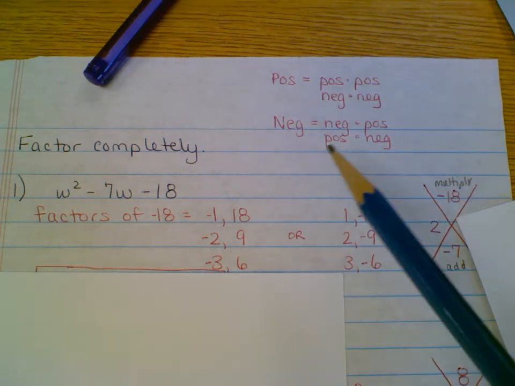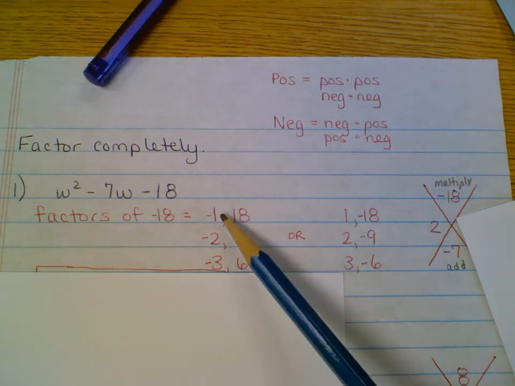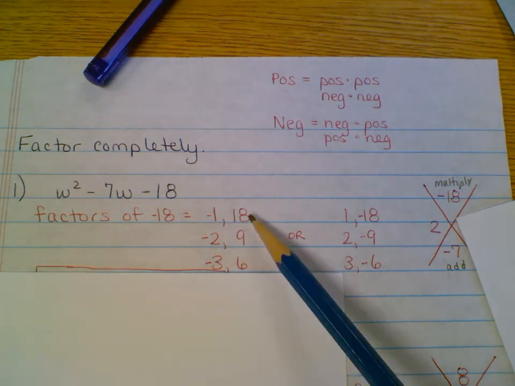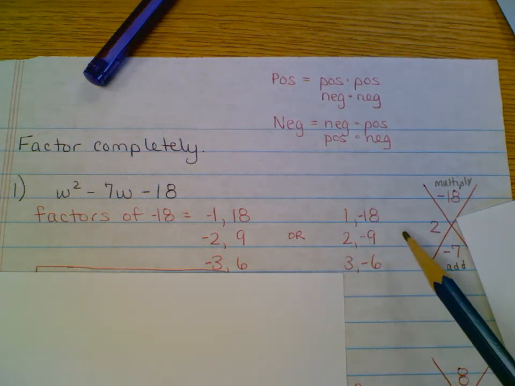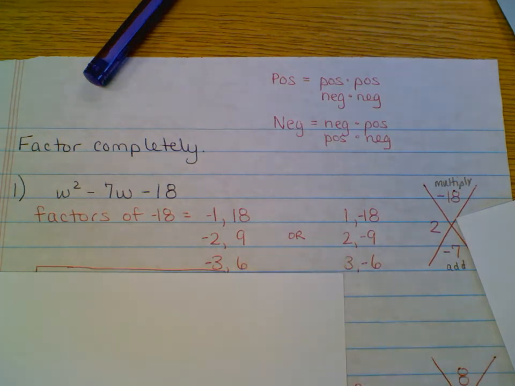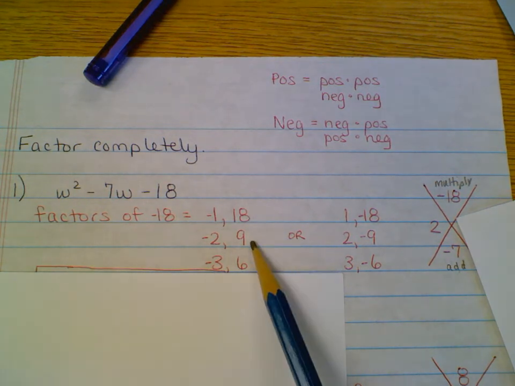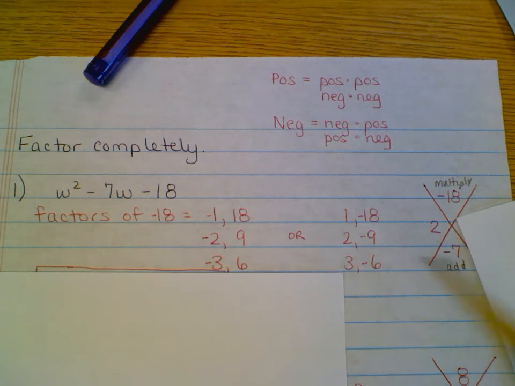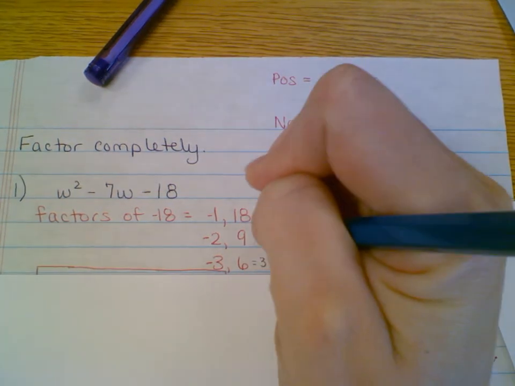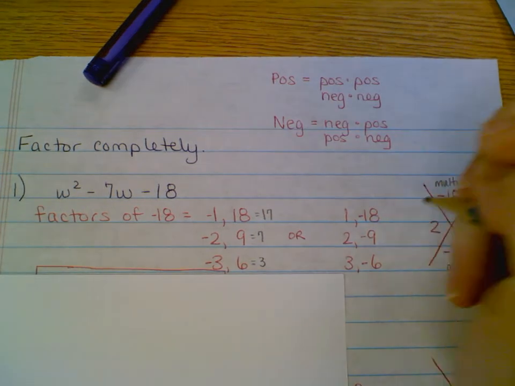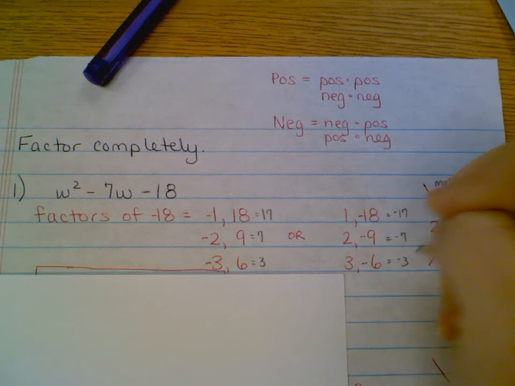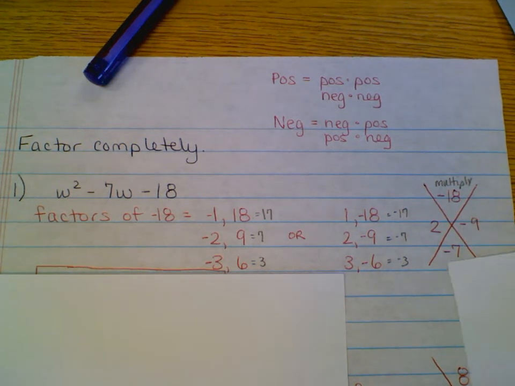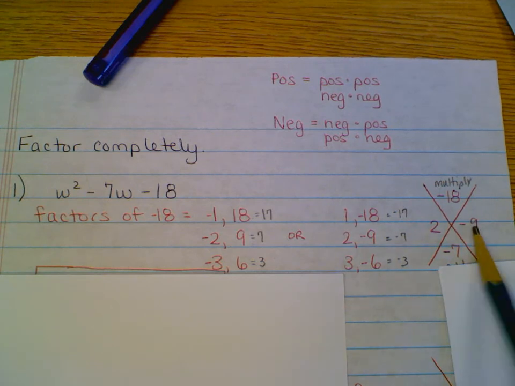So what I just did is I wrote this all down so you could see what happens if the first number is negative and the second one's positive, or vice versa. Then I would look at all of these factors and find which ones add to negative 7. Well, this doesn't. This adds to positive 7. This adds to positive 3. This adds to negative 17. And this one adds to negative 7.